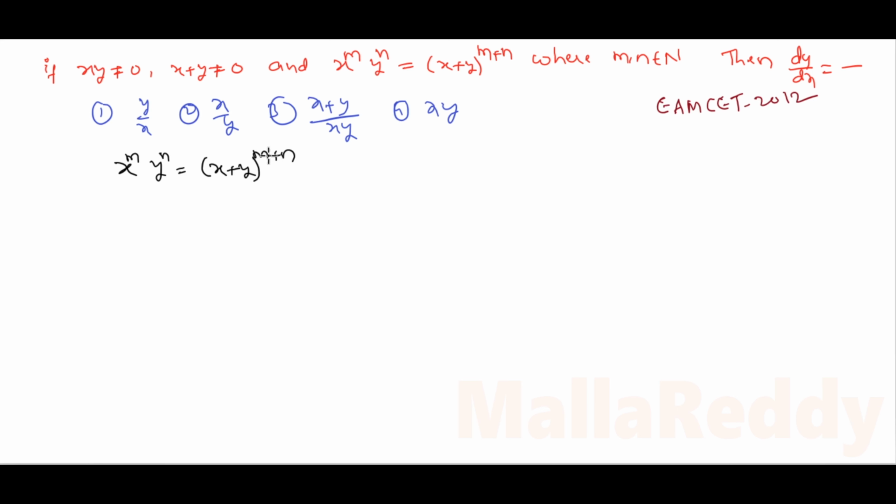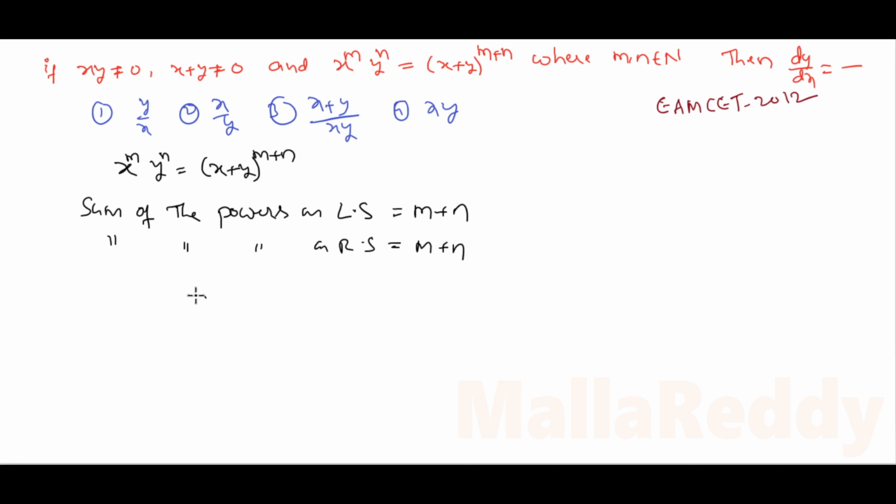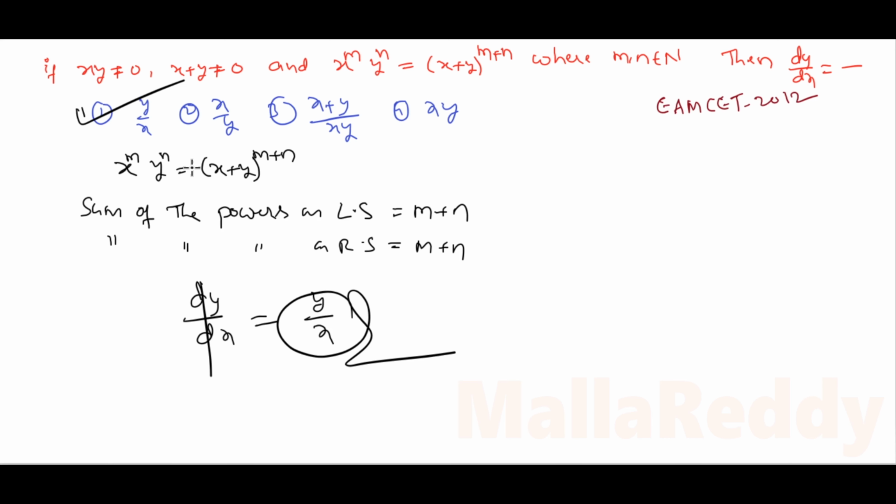So observing the powers, here the power is m plus n, here x power m and y power n. Sum of the powers on the left hand side is equal to m plus n, and sum of the powers on the right hand side is equal to m plus n. If the powers are equal, dy by dx is equal to y by x. This is the answer. First option is the correct answer.